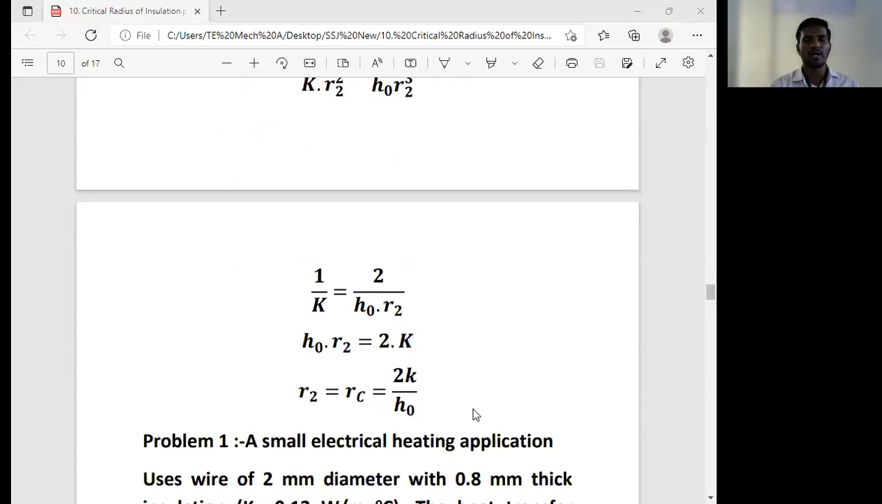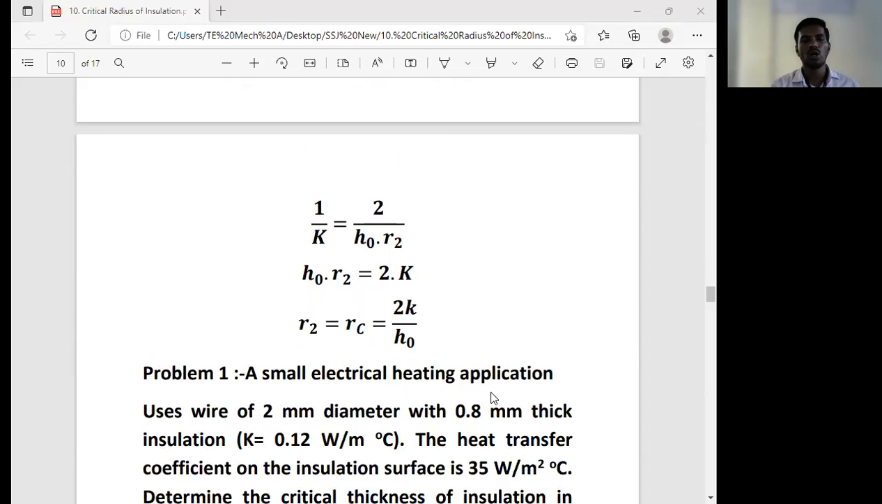Okay, so what is the value of R2? R2 is equal to 2K upon HO. So this is the critical radius of insulation for the sphere. Okay, for the cylinder K upon HO and for the sphere 2K upon HO. Okay, so we will stop here.